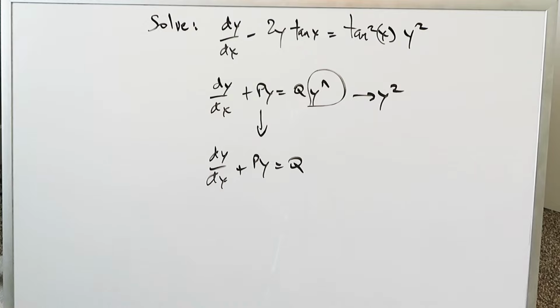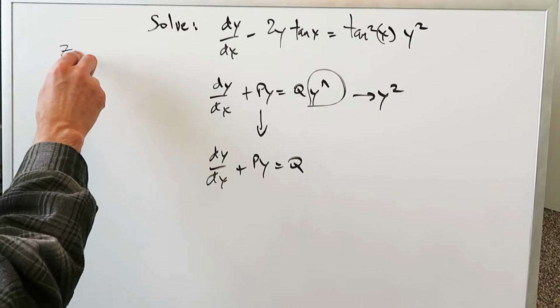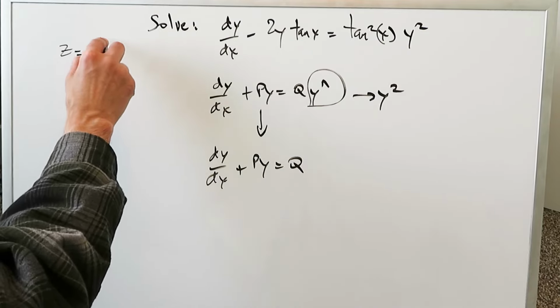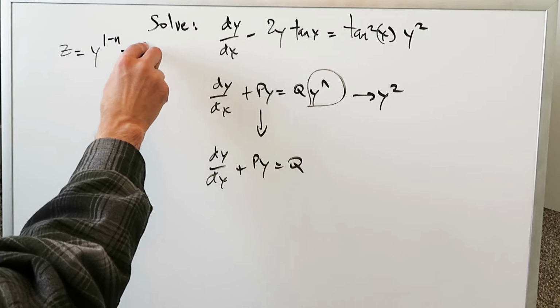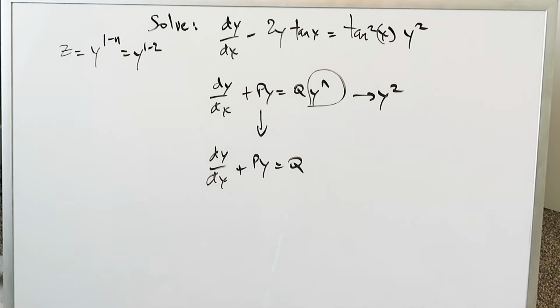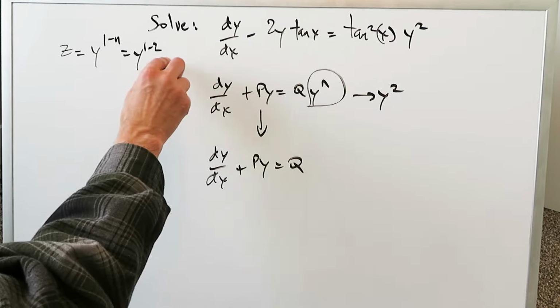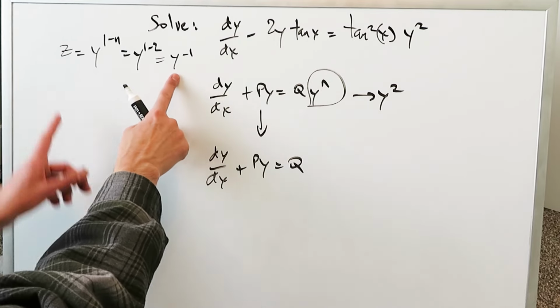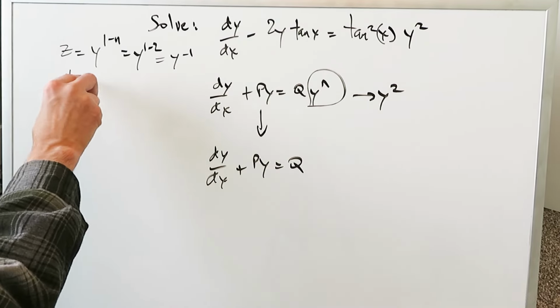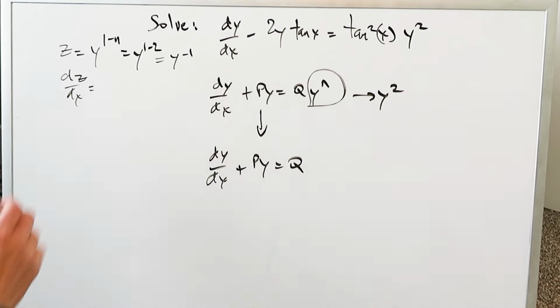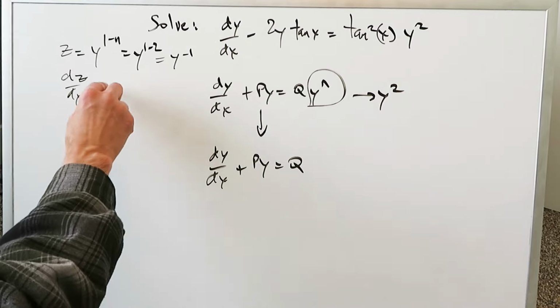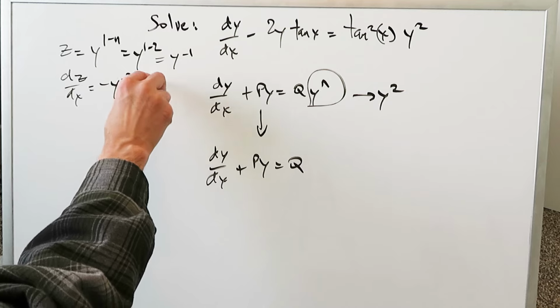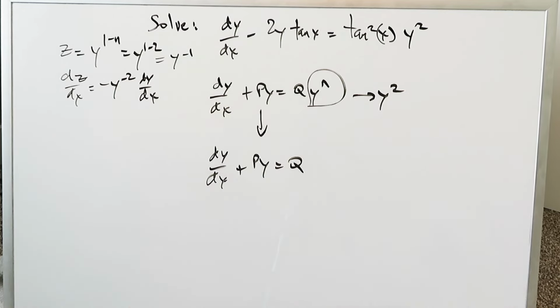When you're looking at it, you can start doing some substitutions right away. Z is equal to y always to the power of 1 minus n, which is y to the 1 minus 2. That 2 from that square is the n value, which is y to the power of minus 1. Then you do the derivative of both of these items. You have dz over dx is equal to, using the power rule, minus y to the minus 2 dy over dx. So this part is done. We have this and we have to convert it into this form, and then we have to do the integrating factor technique, and that's what we will do.